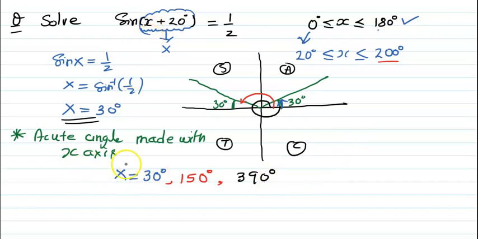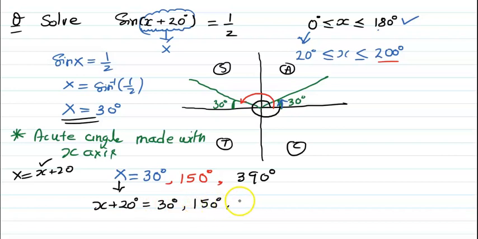Our capital X is what? Capital X is already x plus 20, and they have asked you to find a small x, not capital X. So replace capital X with x plus 20 degrees, and it is 30 degrees this side, 150 degrees this side, 390 degrees this side. Now minus 20 both sides.